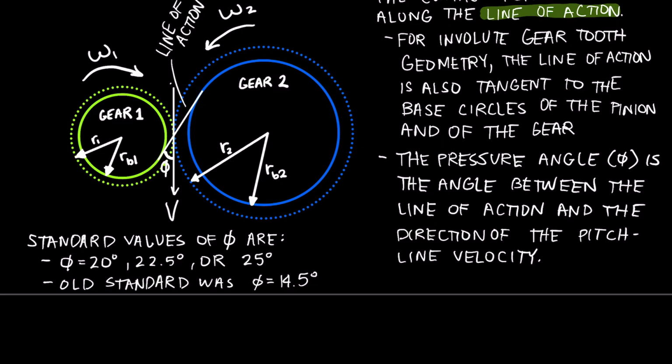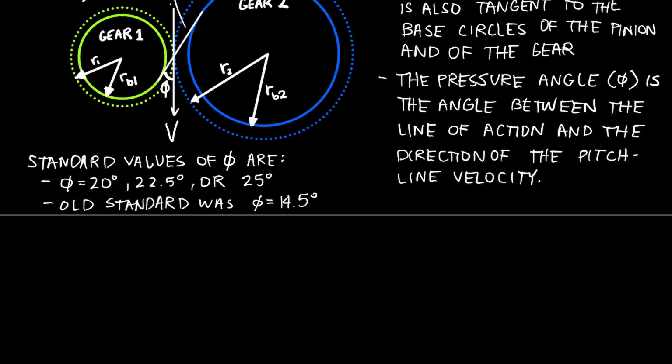The pressure angle also helps us relate the radius of the base circle to the radius of the pitch circle with a fairly simple equation. It is r of the base circle, with a subscript i to indicate that it could be 1 or 2, is equal to r_i, again that's 1 or 2, times cosine phi, the pressure angle. And I'll write over here that i could be 1 or 2 for either gear 1 or gear 2.